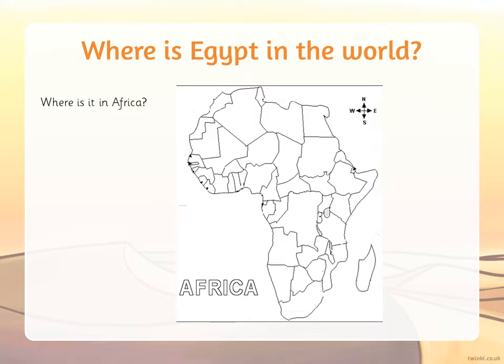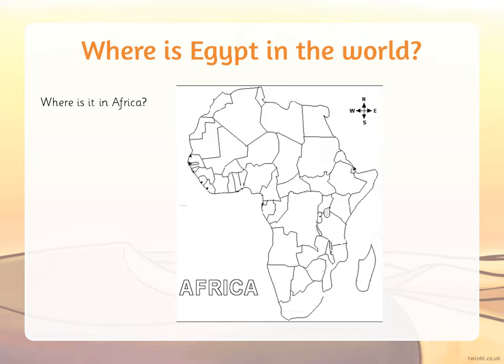Your next piece of work looks like this. Again, Class 9, you have a copy in your folder, and Class 10, you can screenshot it or you can draw the outline of it in your book. Or you could just point to it on the screen as you see it. Where is Egypt in Africa?